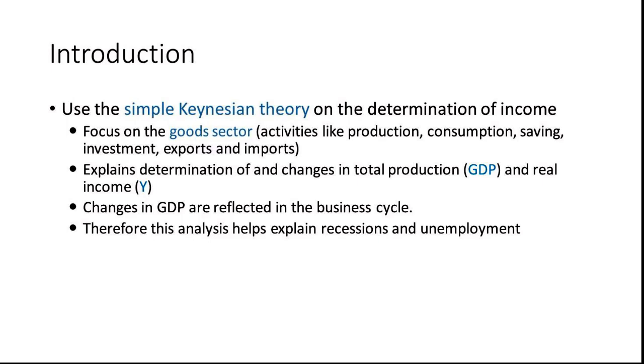By way of introduction, what we are currently busy with is a simple Keynesian theory of how income is determined. The focus is on the goods sector, so we'll be looking at all the components of aggregate spending, the familiar C plus I plus G plus X minus M or Z. Now, we talk about the determination of the value of output and of income in the economy. And once we have that, we can start talking about the business cycle. We can talk about policies that influence the economy, recessions, unemployment, and all those.